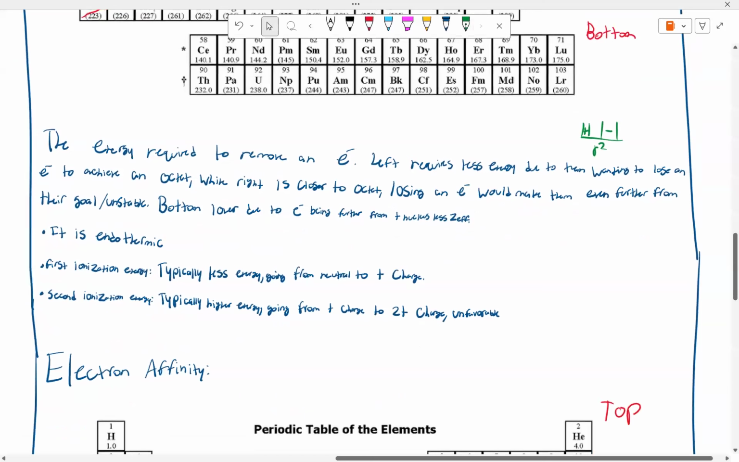It is endothermic because in order to remove the electron, you need to add energy. The first ionization energy is typically less energy because you're going from something neutral to a positive charge, whereas the second ionization energy requires more energy to remove the second electron because you're going from an already positively charged atom to something that has a 2 plus charge. So it's very unfavorable to make something more positive.